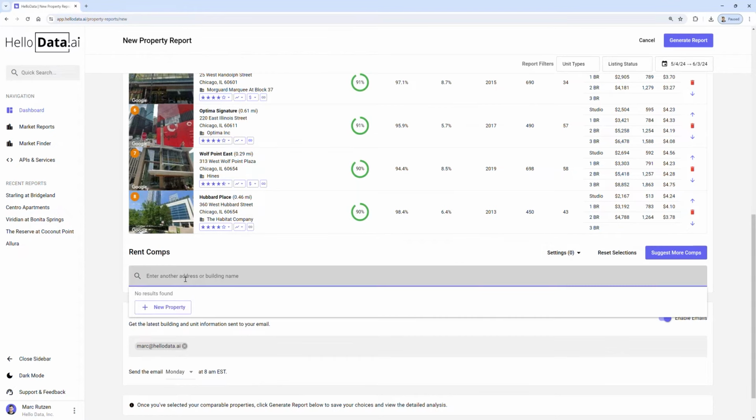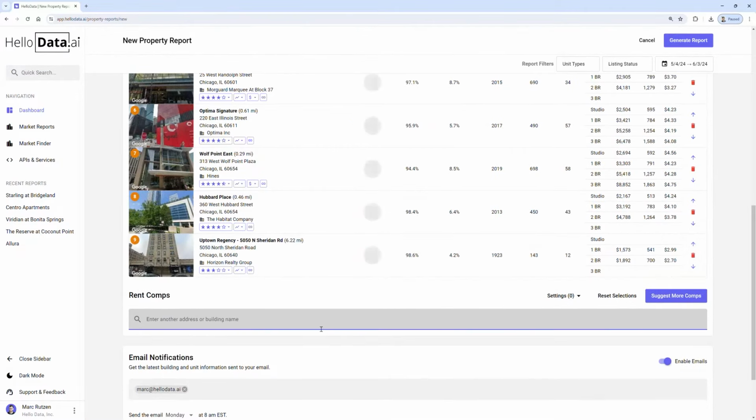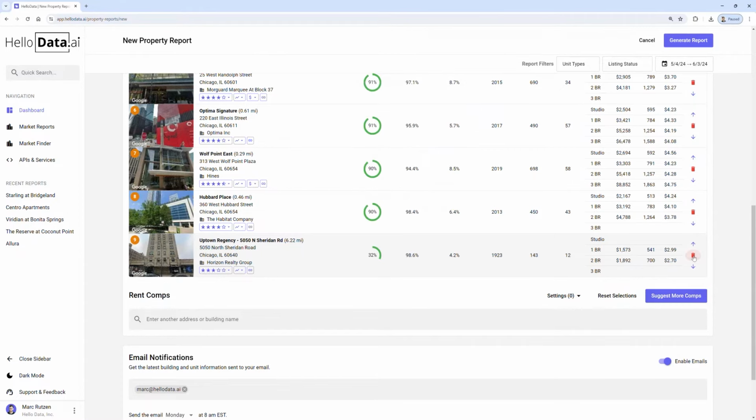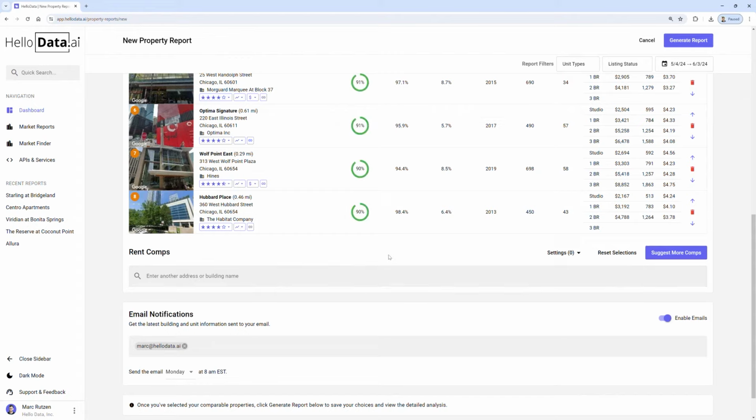So if you want to add a comp that we did not identify, even if that property is debatably a good comp, like this 5050 North Sheridan, you can see it's very different vintage, very different number of units and number of stories. And if you click into it, we're going to tell you that this isn't really that similar of a comp. You can add whatever you want, though. It's completely up to you. So I just add this for illustrative purposes, and I will remove it from the comp set.